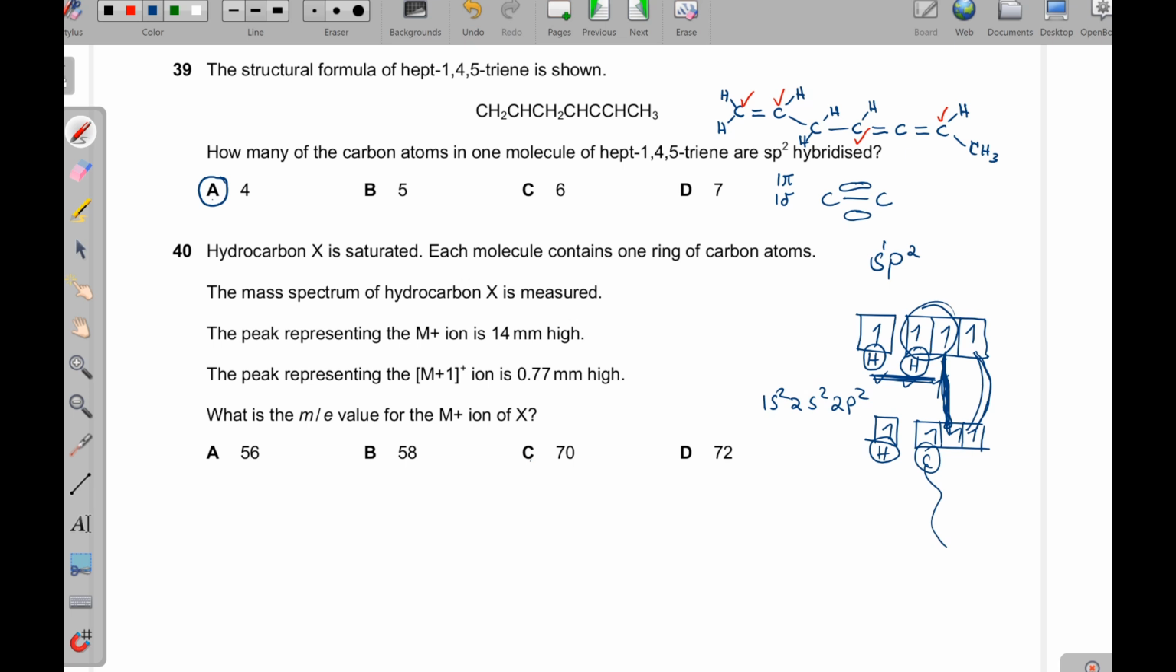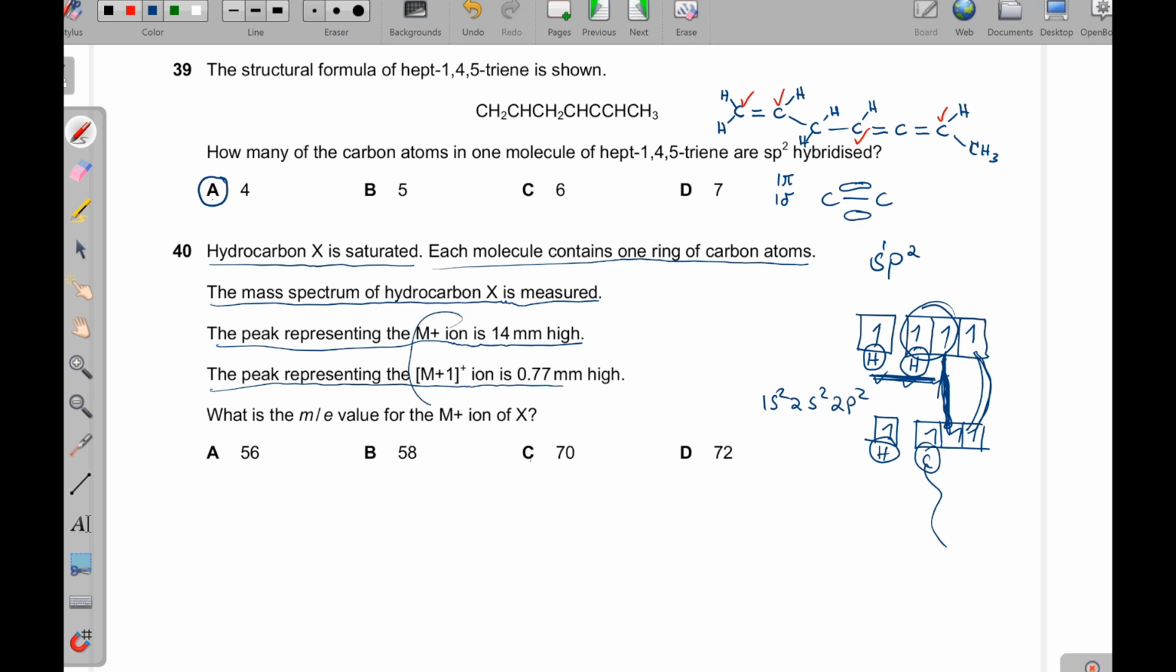And then lastly, question 40. They are saying hydrocarbon X is saturated. Each molecule contains 1 ring of carbon atoms. The mass spectrum of hydrocarbon X is measured. The peak representing the M plus ion is 14 millimeters high. That is the relative abundance. Okay. The peak representing the M plus 1 ion is 0.77.